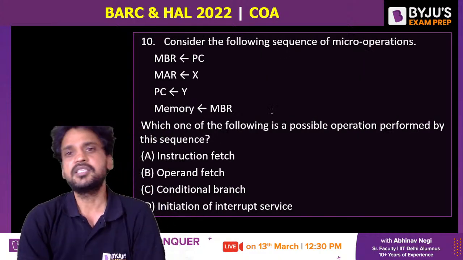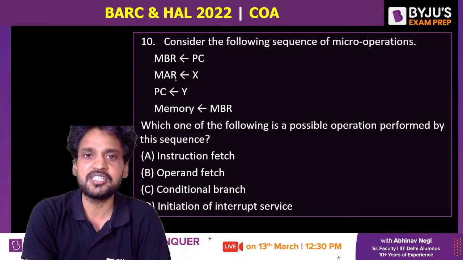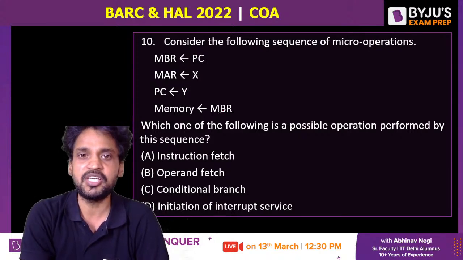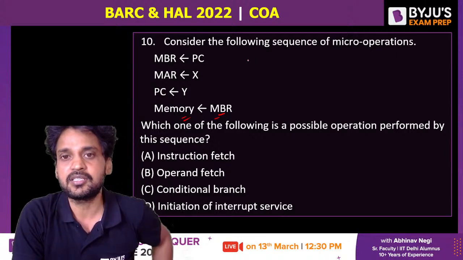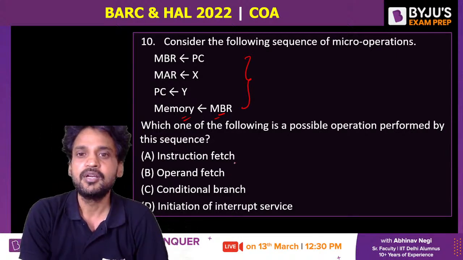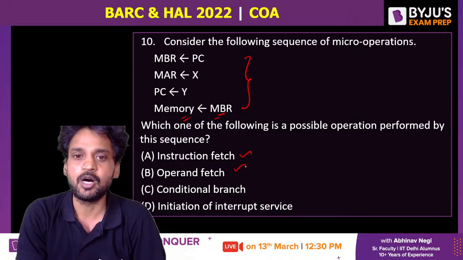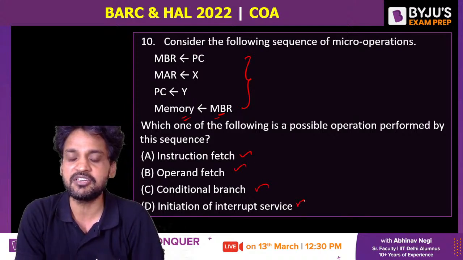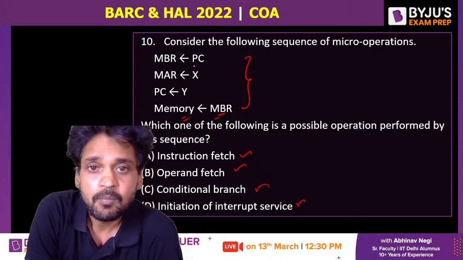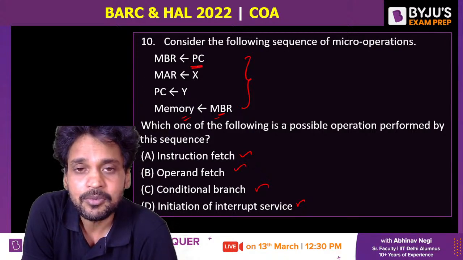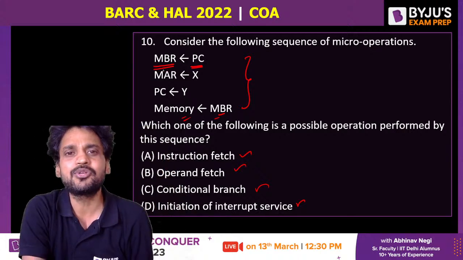Consider the following sequence of micro operations: MBR = PC, MBR to X, MAR = X, PC = Y, memory = MBR. These are the micro operations that are happening now. Which one of the following is a possible operation performed by the sequence? Instruction fetch, operand fetch, conditional branch, or initiation of the interrupt service. Understand carefully. Now, the program counter value is being saved somewhere. Straight away, you can understand this.